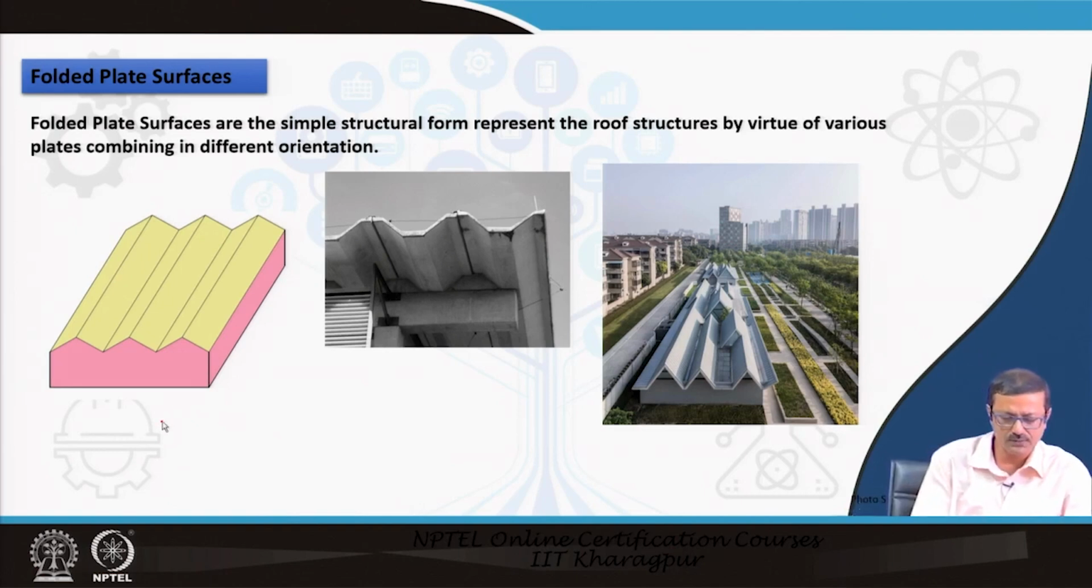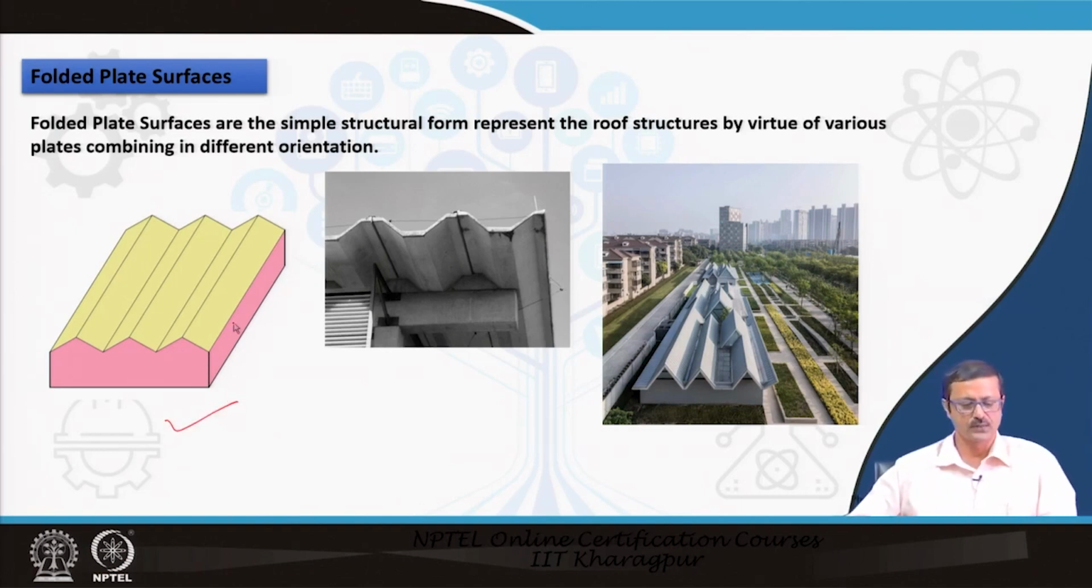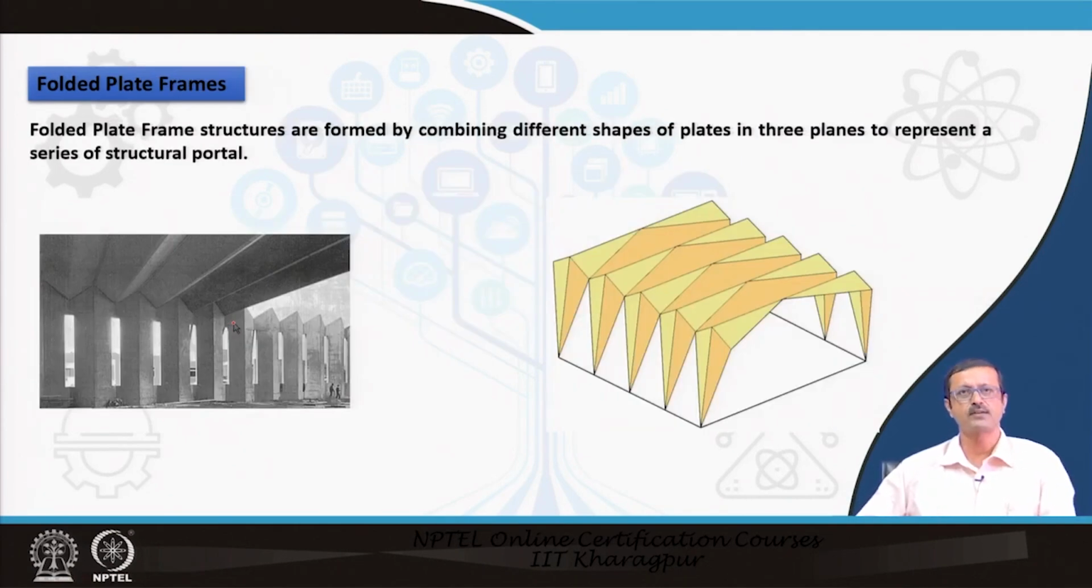In this figure, you see a roof generated by a triangular kind of folded plate. The other surfaces, like the walls, are completely straightforward walls. The second type is the folded plate frames, where not only the roof but also the frame, that is, the side members, the columns or the wall members, are generated with the folded plate, and the geometry of the roof and the geometry of the wall are clubbed together as a monolithic construction.